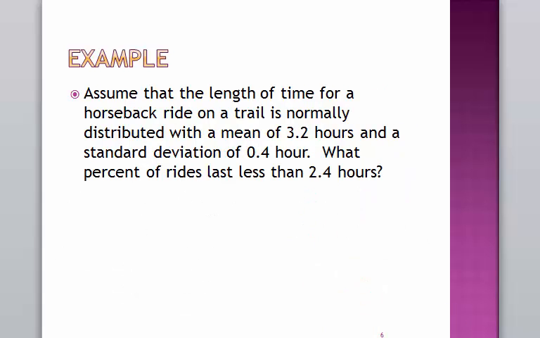Okay, moving on to a new example. Assume the length of time for a horseback ride on a trail is normally distributed with a mean of 3.2 hours and a standard deviation of 0.4 hours. What percent of rides last less than 2.4 hours? Okay, so we want to first convert the 2.4 to a z-score.